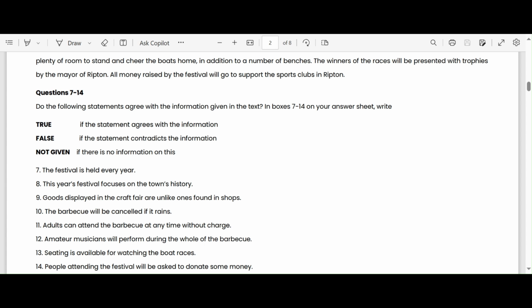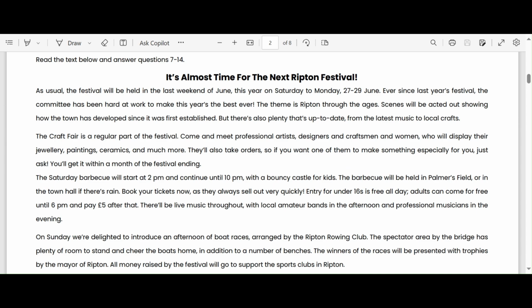So guys, let's understand the logic first. What is the logic about this question? So this is the logic: true, false, and not given. What is true? True is if the statement agrees with the information, right? Like if this question is given, the festival is held every year, and if we find the same information in the paragraph, that's when it's true, right?